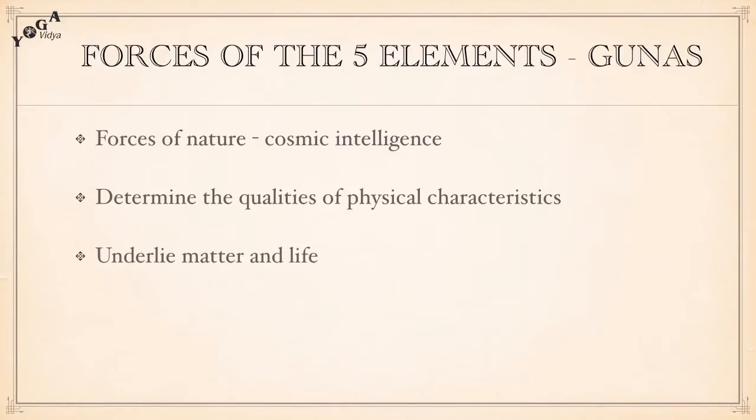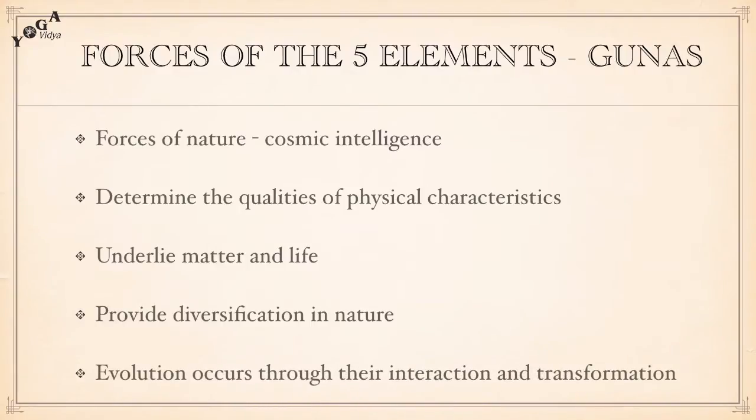Every cell in the body has its own characteristics, determined by the Gunas or qualities of the elements which make up the cell. It is through the transformation of the Gunas that evolution occurs. So now we will look at each of the elements and their qualities.